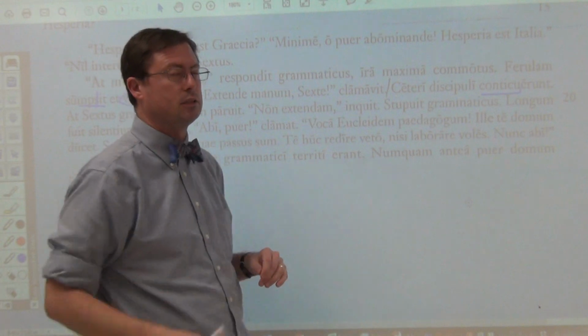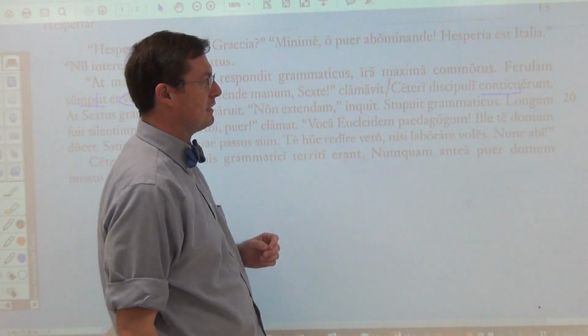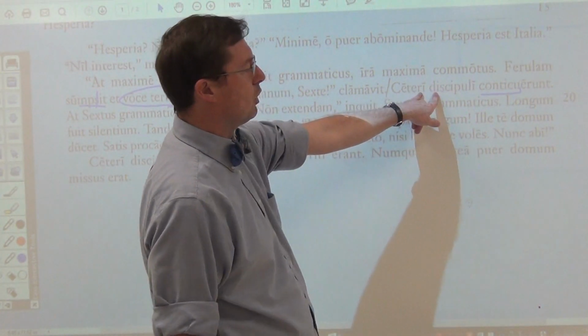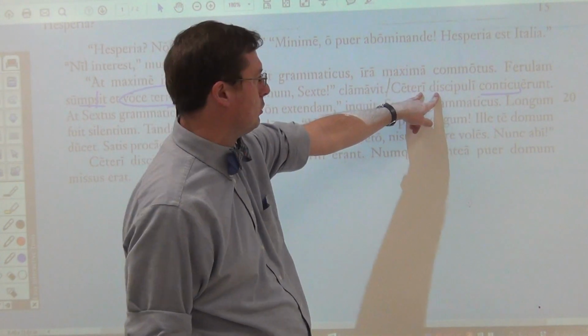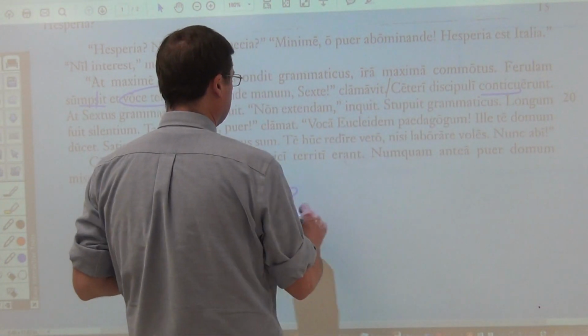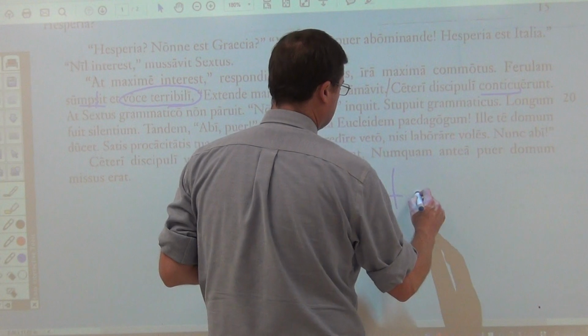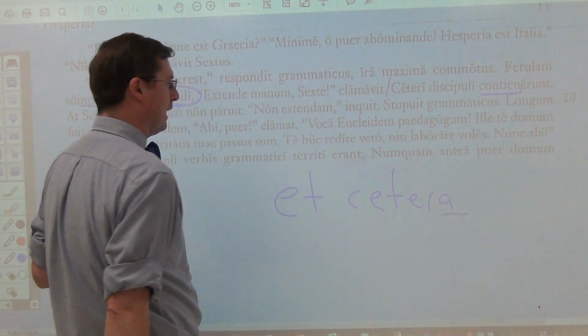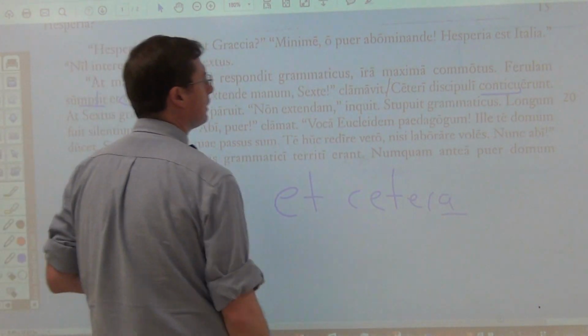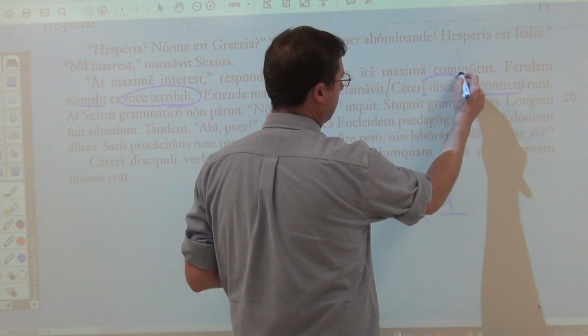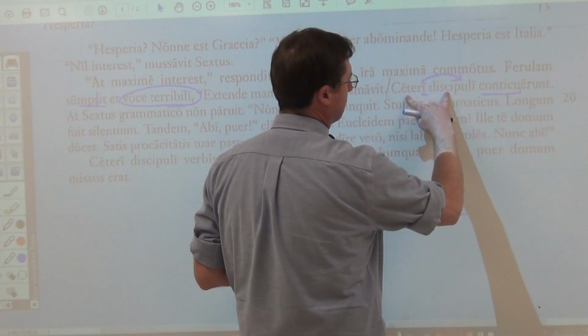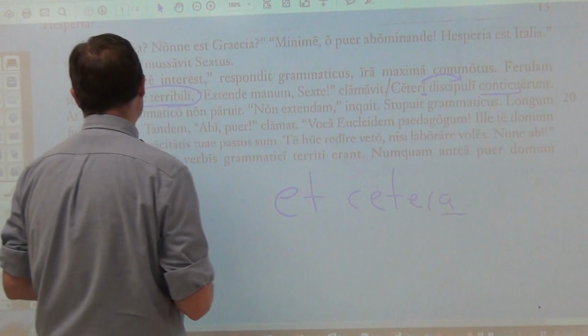They became silent when, at the beginning of Book 2, Aeneas began to tell the story of the fall of Troy. The rest of the students, the remaining students, ceteri, which is where we get, of course, etc. and cetera, and the remaining neuter plural things. Here it is not neuter because it's modifying scibili. The remaining students, the rest of the students, became silent.